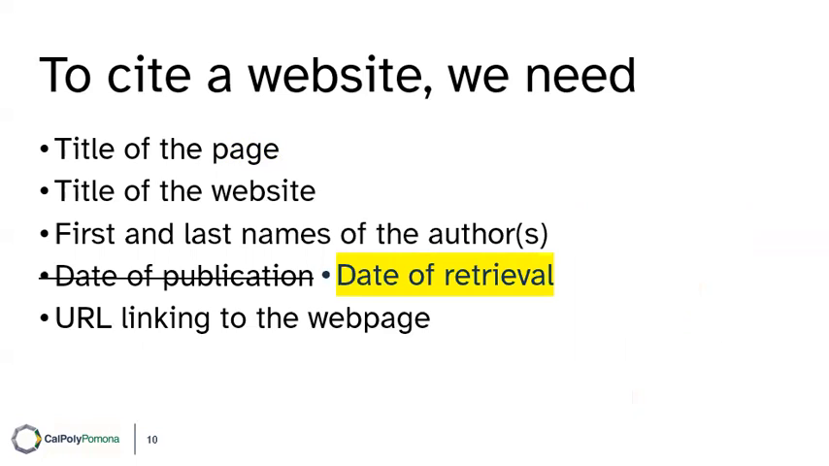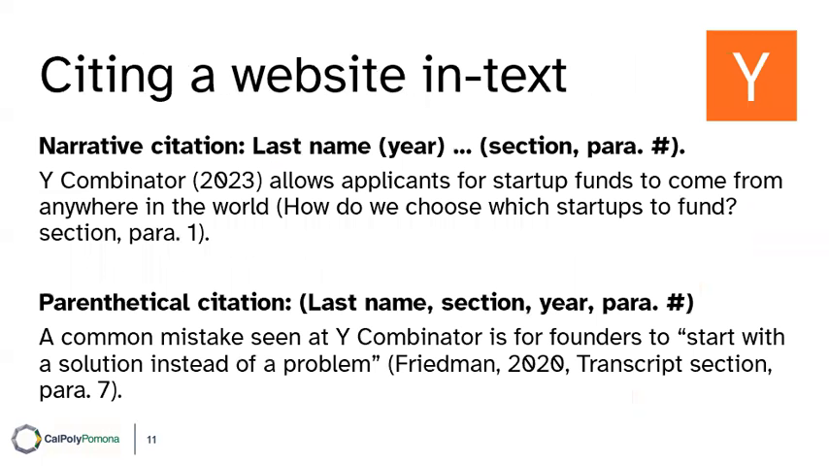Date of publication is when the page was last updated. When a page has no date, use the date of retrieval. In other words, the date we visited the page.